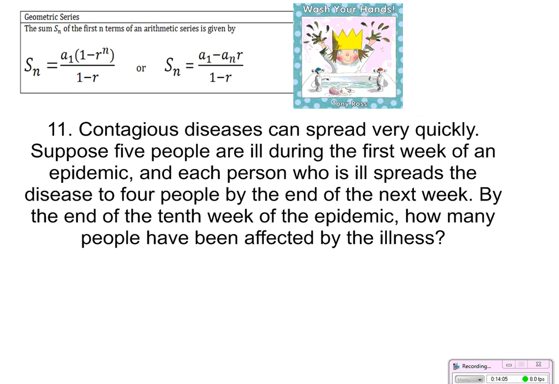So contagious diseases spread very quickly. 5 people are ill during the first week of an epidemic. Each person who's ill spreads the disease to 4 people by the end of the next week. By the end of the 10th week of the epidemic, how many people have been affected by the illness?